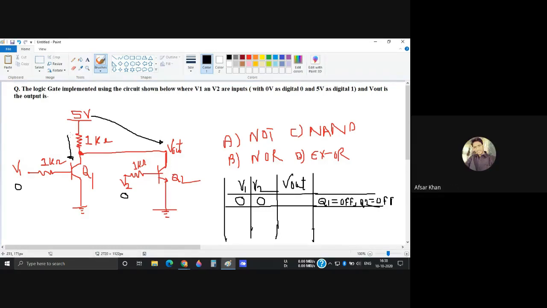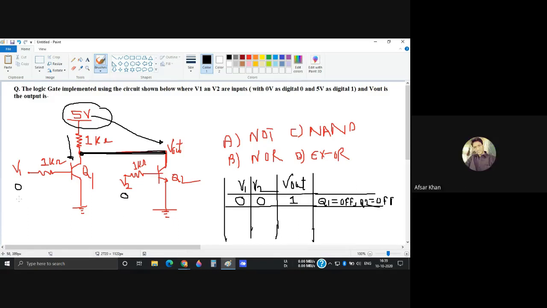If no current is flowing here, there is no voltage drop here, so this 5 volt will be at this point also. This point and this point are the same. So what output are we getting then? 5 volt. 5 volt means logic 1. Yes, very good.